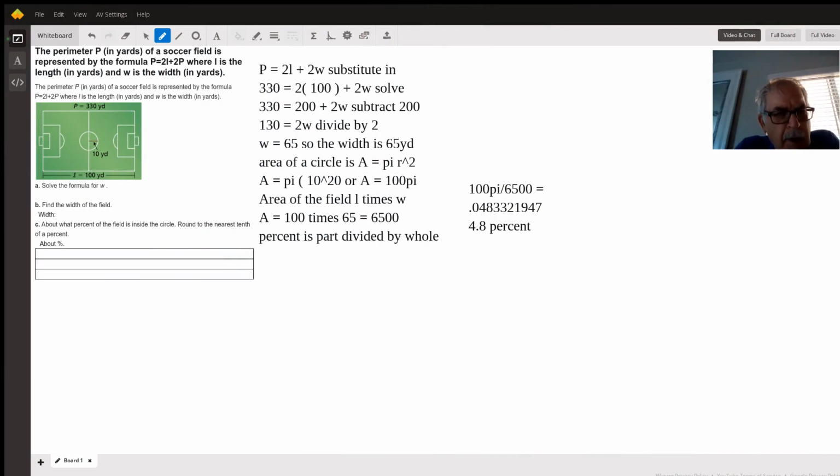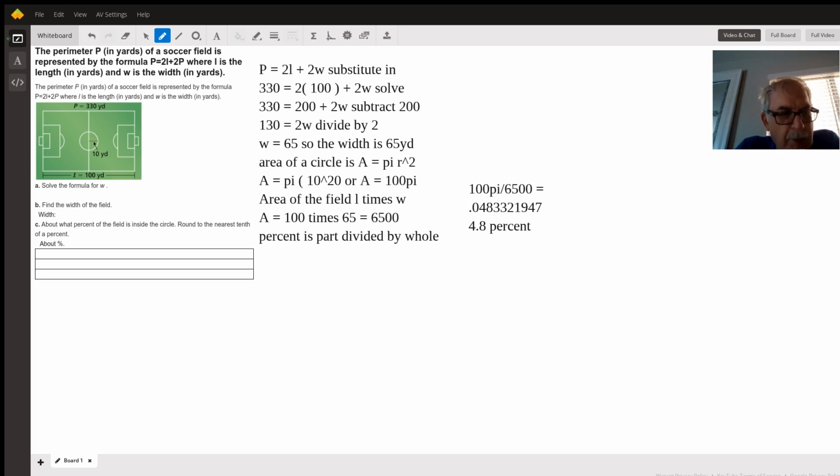Yeah, to find the width, you're going to use the formula P equals 2L plus 2W. You substitute in, you get 330, which is the perimeter, equals 2 times 100, which is the length, plus 2W. Well, to solve that, you multiply by 2: 330 equals 200 plus 2W. Subtract 200: 130 equals 2W. Divide by 2, and W equals 65.